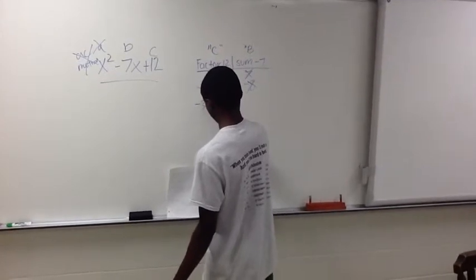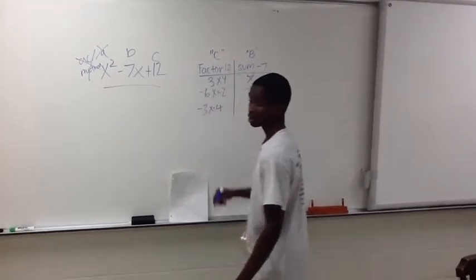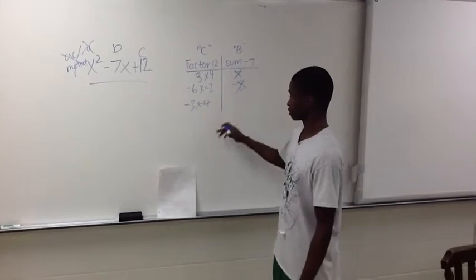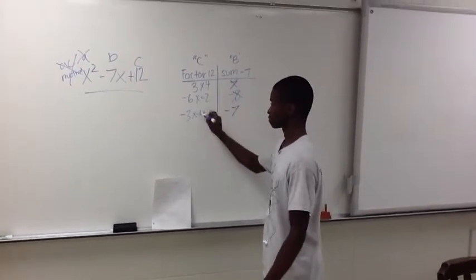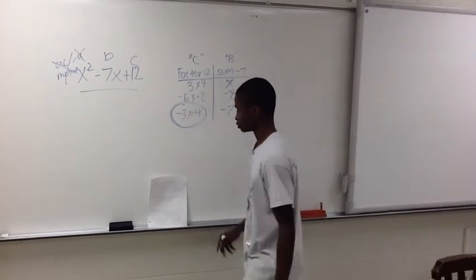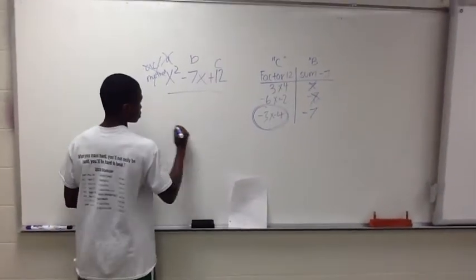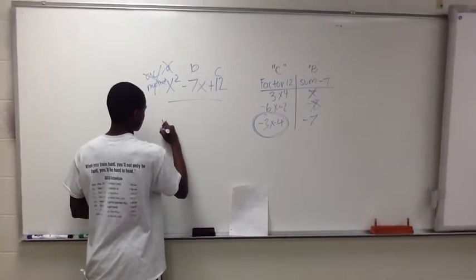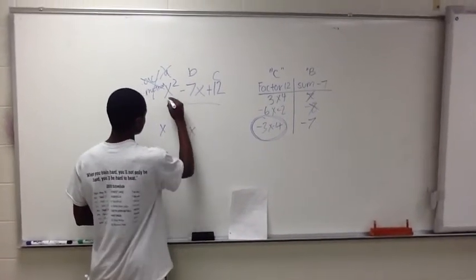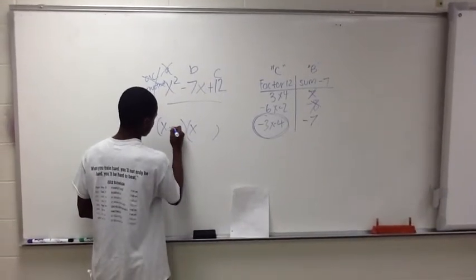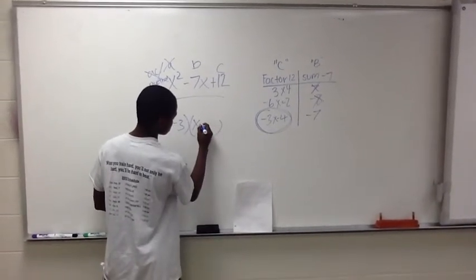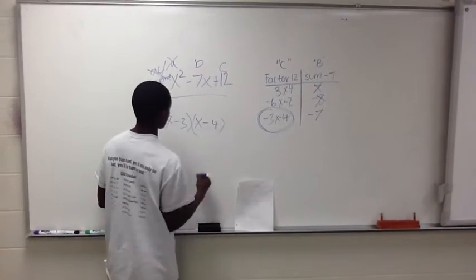Finally, -3 times -4 equals 12, and sure enough, it equals -7. So that's what we'll use. Both of these terms, x gets distributed, and you end up with the answer x minus 3 times x minus 4.